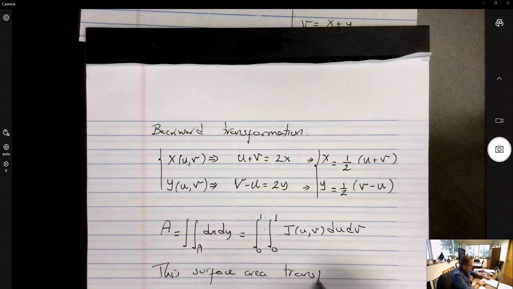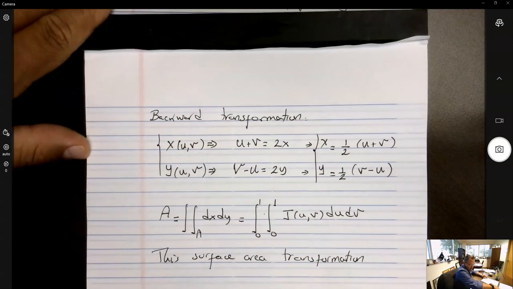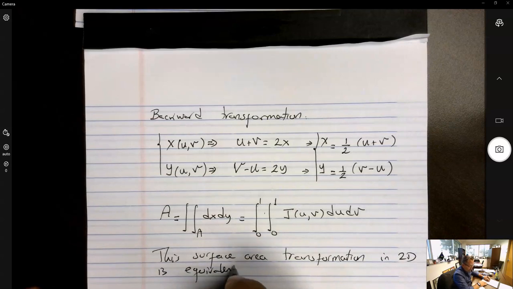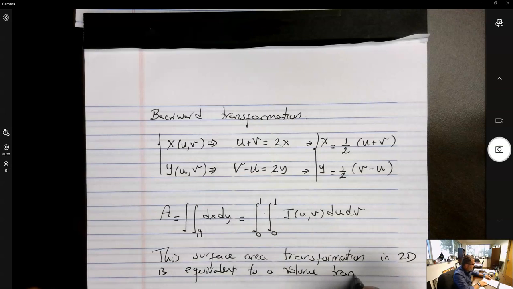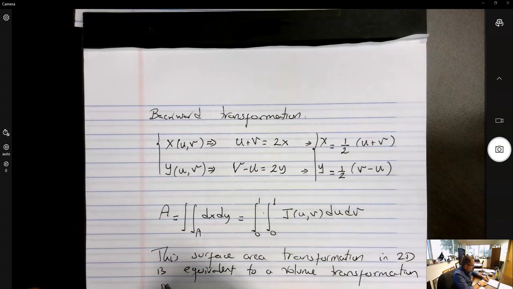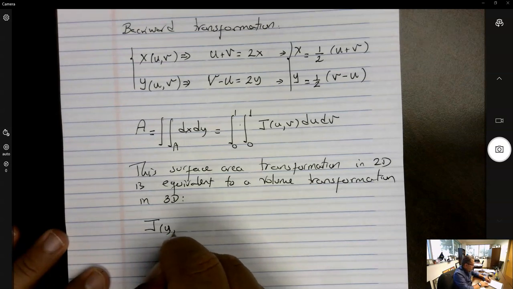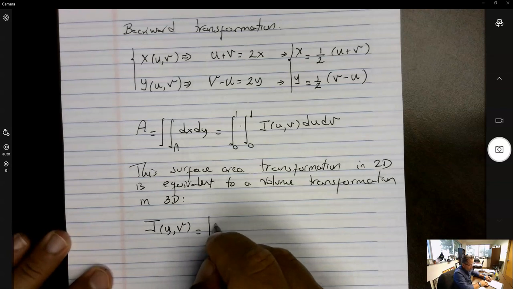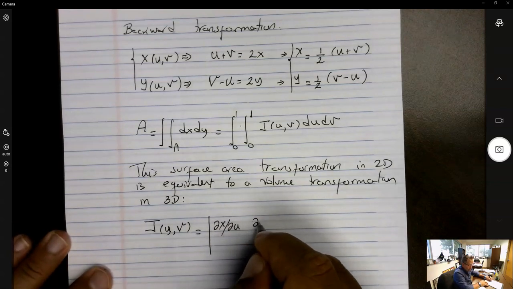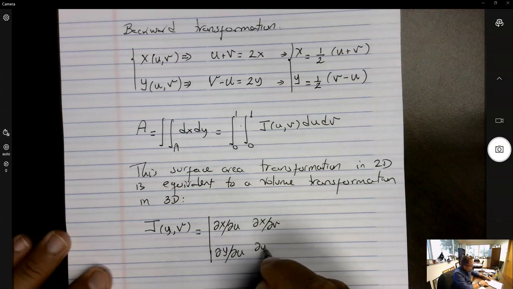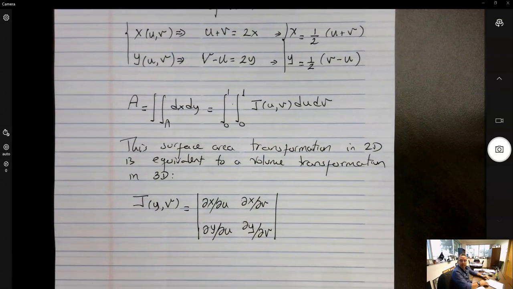So the surface area transformation in 2D is equivalent to a volume transformation in 3D. So remember, we're talking about a two-dimensional coordinate system. And in a two-dimensional coordinate system, the Jacobian will be equivalent to the Jacobian of the volume transformation in 3D, which is the determinant of this tensor: dx du, dx dv, dy du, dy dv. Right? So we take the determinant of the metric tensor.